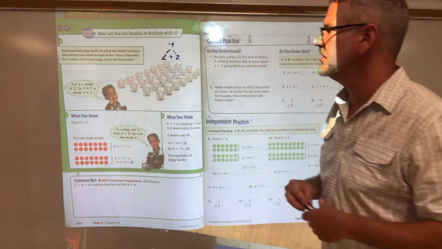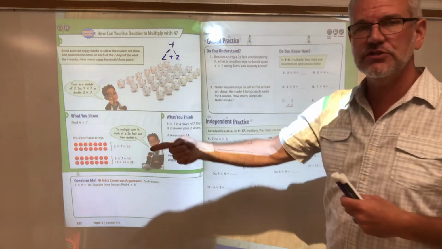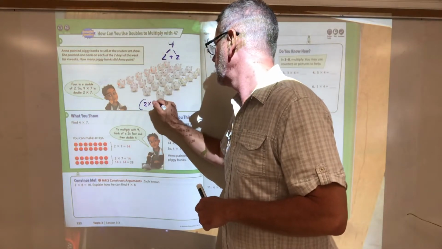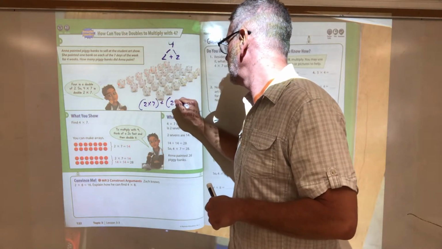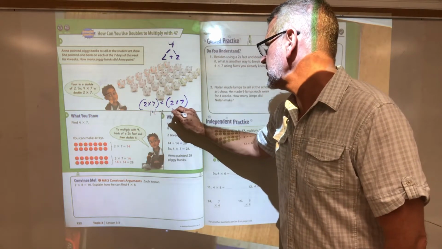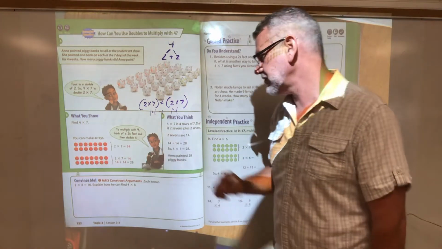How do you use doubles? It says 4 is the double of 2, so 4 times 7 is 2 times 7 plus another 2 times 7. So that's going to be 14 plus another 14, and that'll be 28. Okay? And they kind of go through that here.